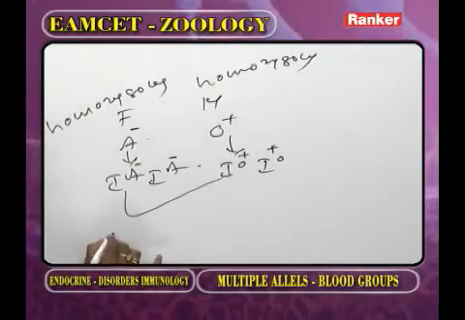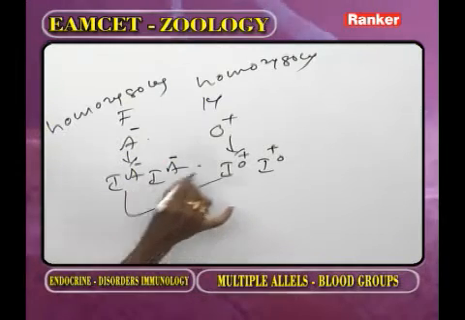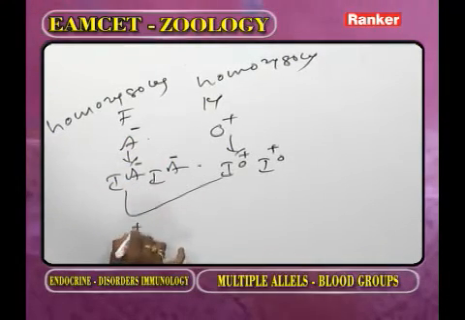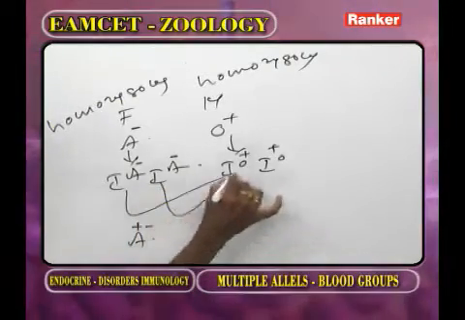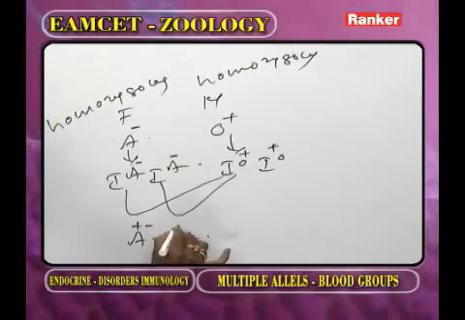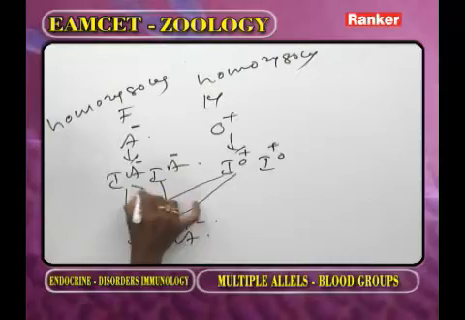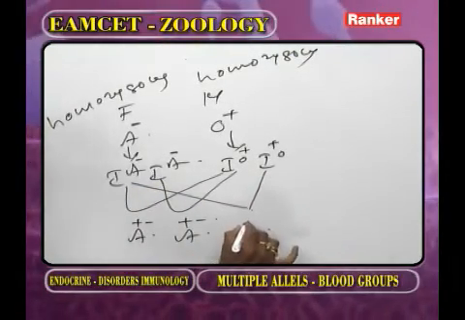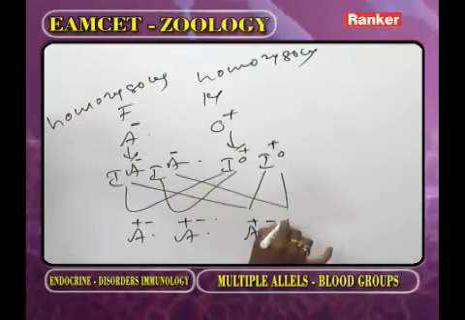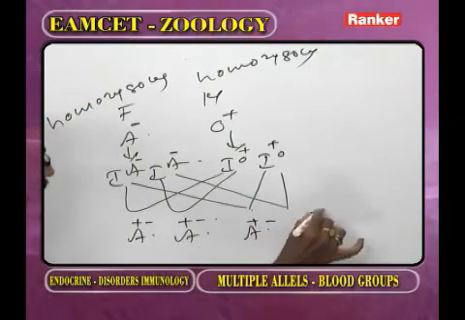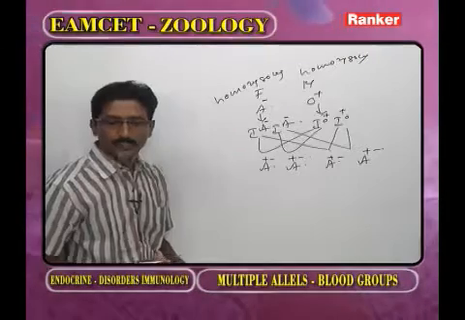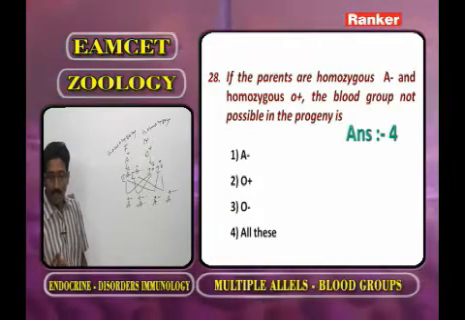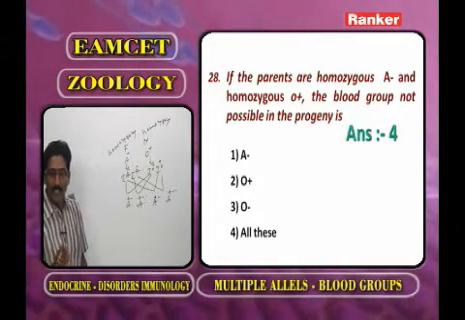Now, IA IO, we are getting A plus minus. Now, here, what type of blood groups are not possible in their children?